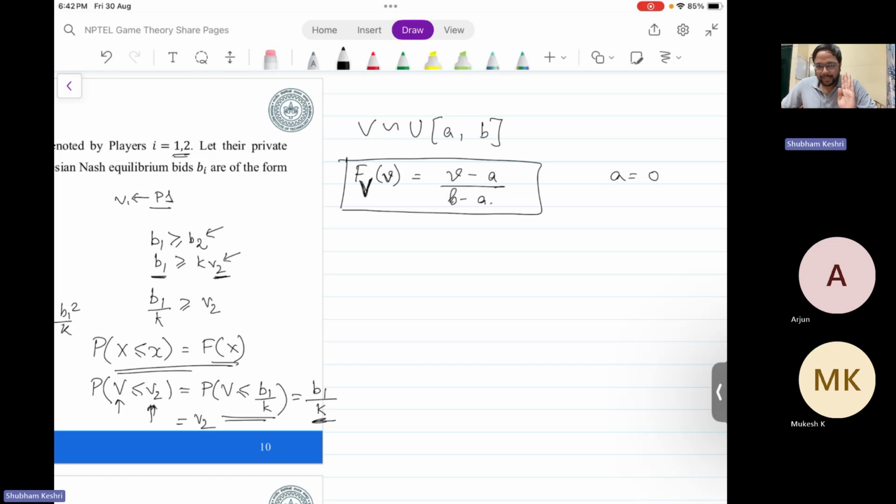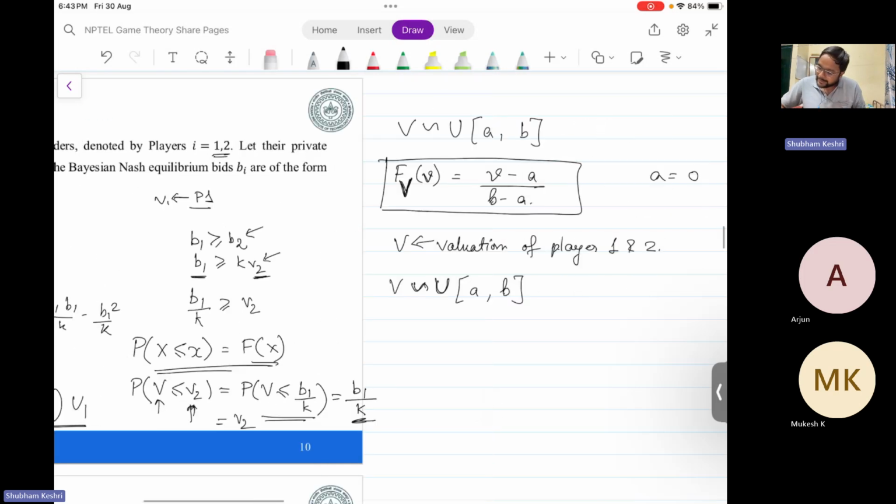Okay, I'll just explain once more. What I'm saying is, what is V? V is the valuation of player 2 in this problem which we are doing. It can be player 1 also. So when I'm saying V is uniformly distributed, it means V is a random variable which is uniformly distributed. U means uniformly distributed in the interval a comma b.